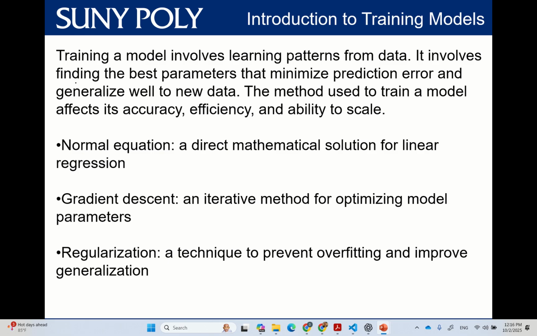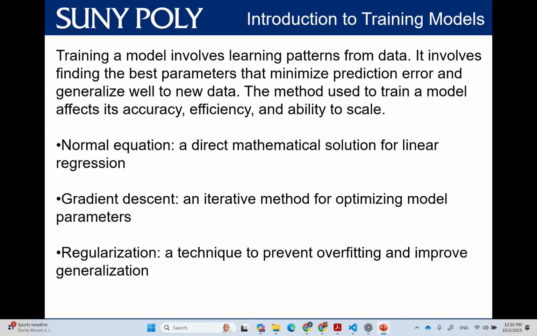Okay, so the main idea of training a model is to estimate the parameters that the model requires to make a prediction. And of course, we want to minimize the prediction error. That will be our objective while trying to estimate the model parameters.